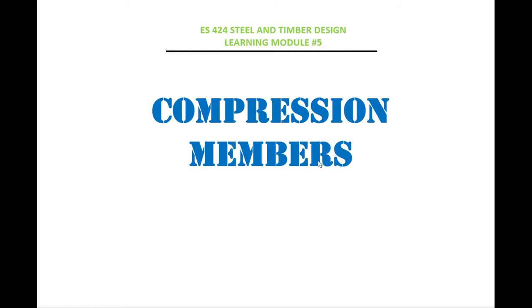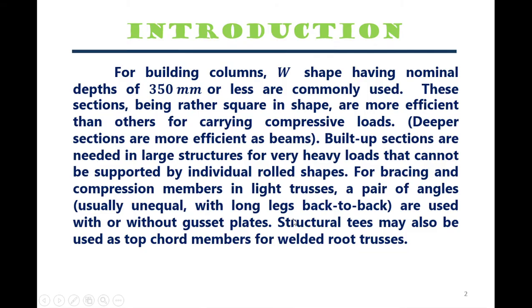So now, we are here to discuss the compression members. For building columns, we have the W shape having the nominal depth of 350. Karamihan, yun ang kinukuha natin. So we have here 350 or less are commonly used. Yan ang madalas kasi ginagamit.